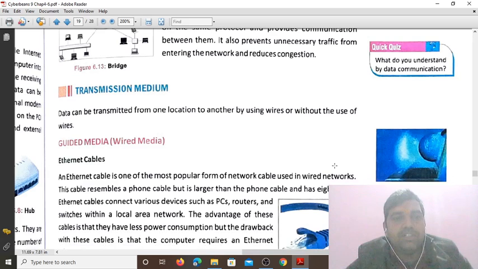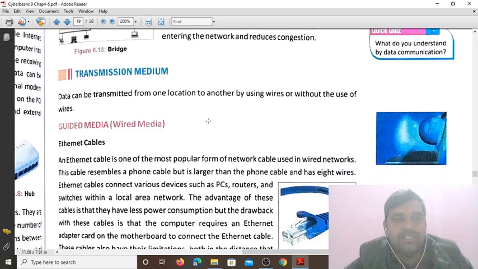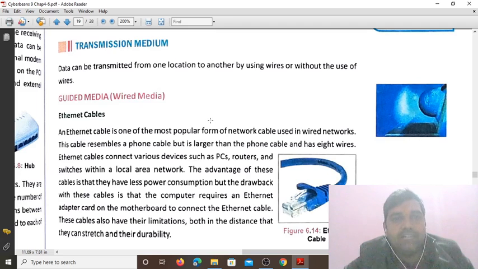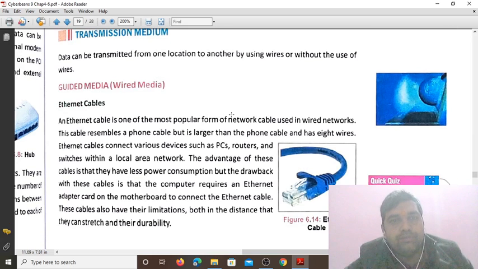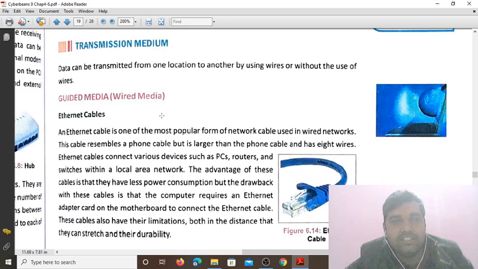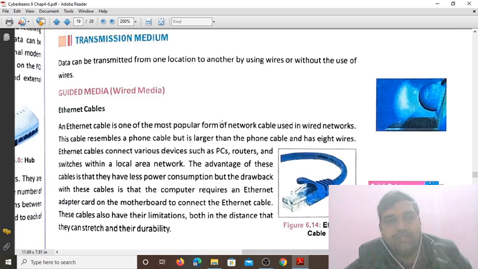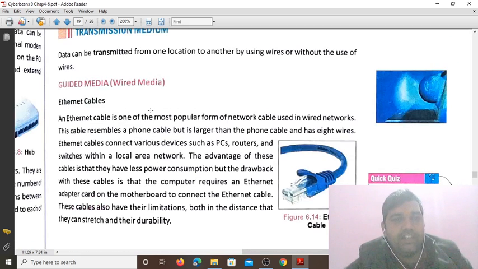Next, we will discuss the transmission medium, that is, with which cable or medium all these network devices will be connected. So some different medium is needed. Data can be transmitted from one location to another with the help of wire only, or maybe wireless also. So there are two types of media, that is, guided media or unguided media. Guided is called wired media, and unguided is called wireless media.